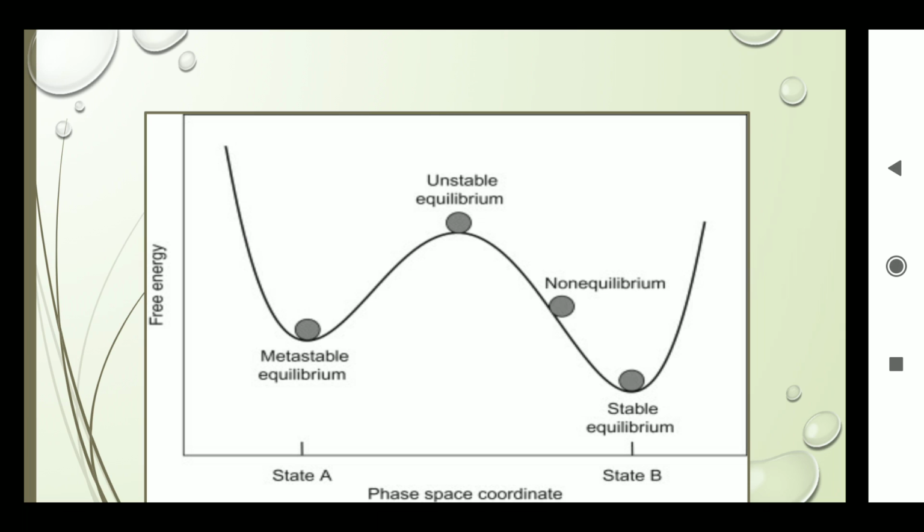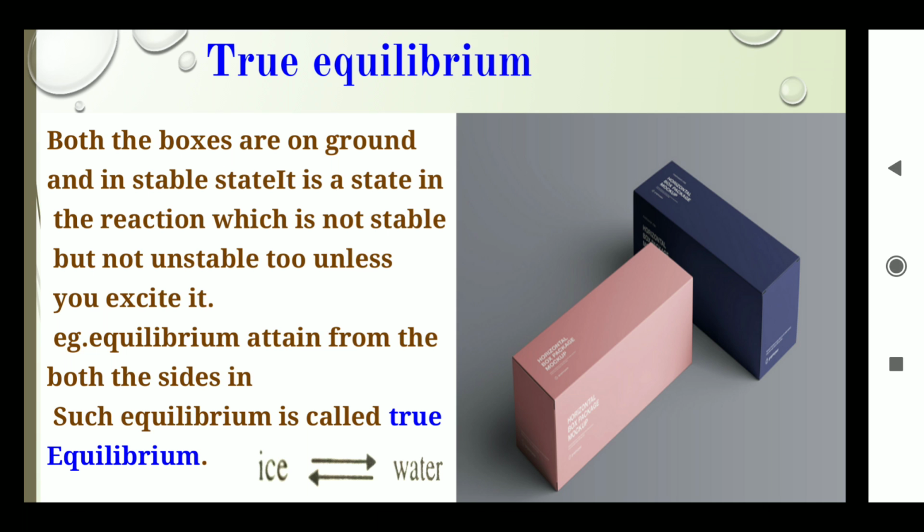See one by one. From this diagram, we have to observe that the plot is free energy versus phase space coordinate. From this graph, it is clear that at state A, there is metastable equilibrium. At state B, it is the stable equilibrium. In between these two, we have to observe unstable equilibrium as well as non-equilibrium. True equilibrium.